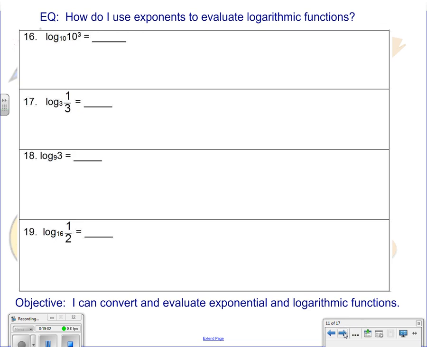We just did 16, so 17. Log base 3 of 1/3. We don't know what it's equal to, so I set it equal to x. Let's rewrite it in exponential form. So here's my b and my k. I'm using the label method. So it tells me 3 to the x is equal to 1/3.